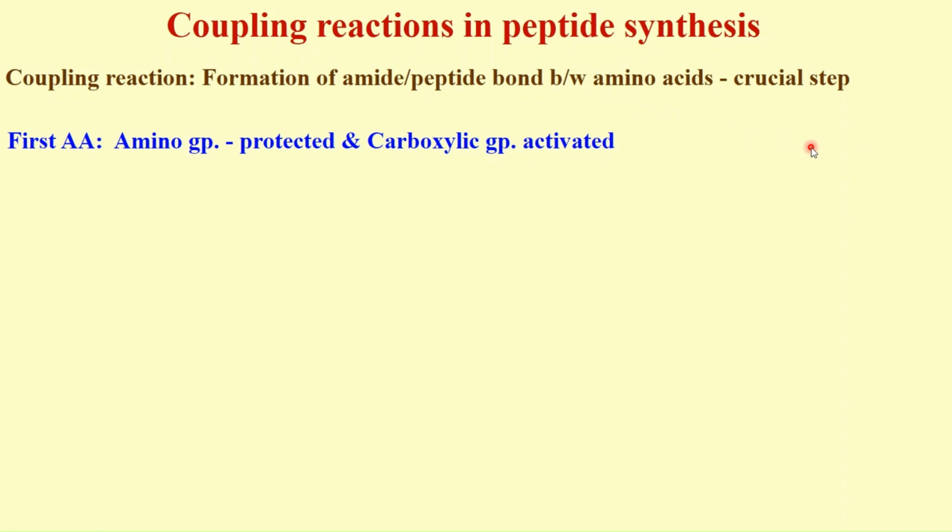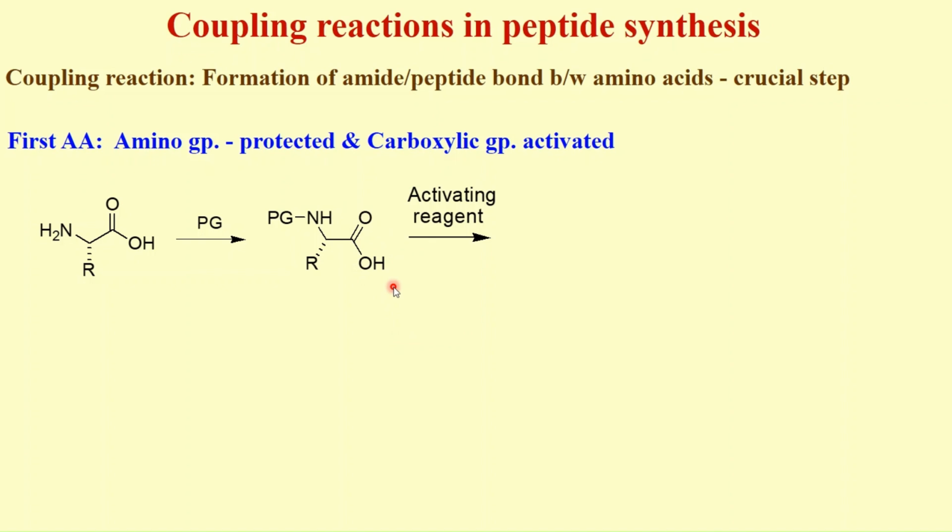First, we take the first amino acid, protect the amino group, and activate the carboxylic group. I take an amino acid and treat it with a protecting reagent, which adds the protecting group and protects the amino group so that this amino group does not react. And I should make the carboxylic group reactive. That's why I should activate it, because OH is not an easy leaving group. I activate this carboxylic group by using an activating reagent.